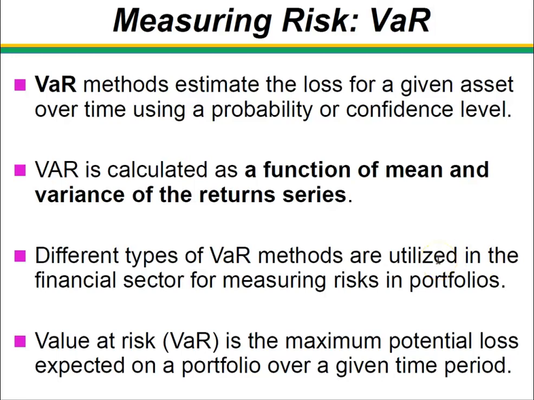So, value at risk, or VAR, has become one of the most important risk measures in modern finance because it provides a clear, intuitive answer to the question of potential losses. VAR methods estimate the loss for a given asset over time using a specific probability or confidence level. For example, 95% VAR tells us the loss that we would expect to exceed only 5% of the time under normal market conditions. VAR is calculated as a function of the mean and variance of the return series, making it grounded in statistical theory while remaining practically useful.